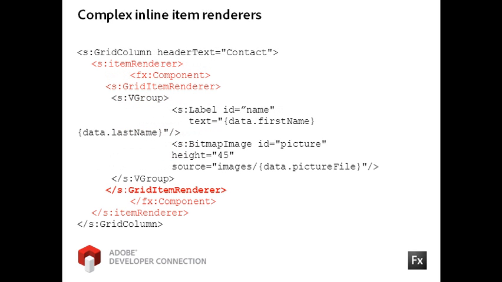If you have more than one control to display in your editor or renderer, you should place the controls within a container. This code, now for an item renderer, shows the label and bitmap image controls nested within a vgroup container. It also shows the use of the item renderer property instead of the item editor property and the grid item renderer class instead of the grid item editor class.